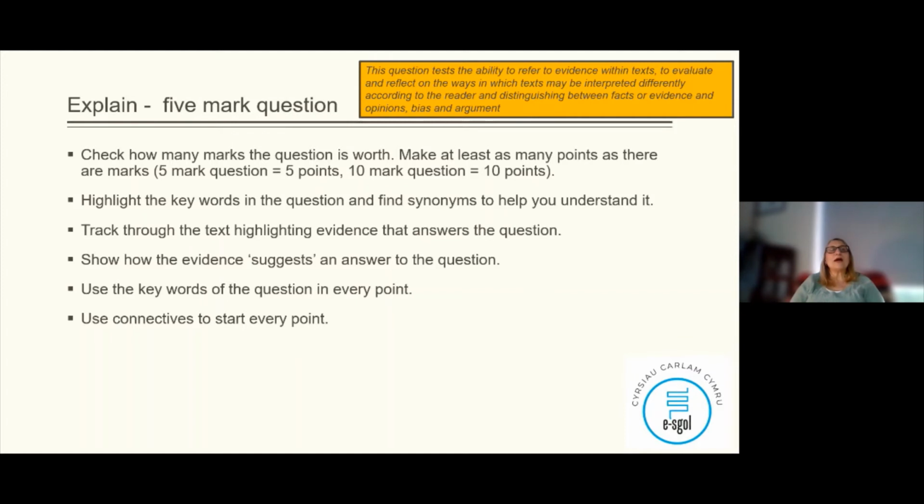You would then track through the text, highlighting evidence that answers the question. And then you would show how the evidence suggests an answer to the question, which I will show you in a moment in the structure. You'd use the keywords of the question in every point. Again, I will show you that in the response structure. And you'd use connectives to start every point. So this is a good way to remember how to structure your responses for each of these questions.